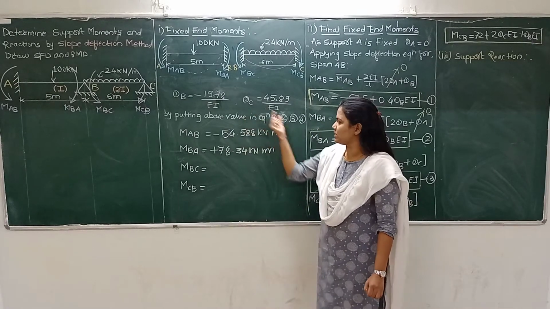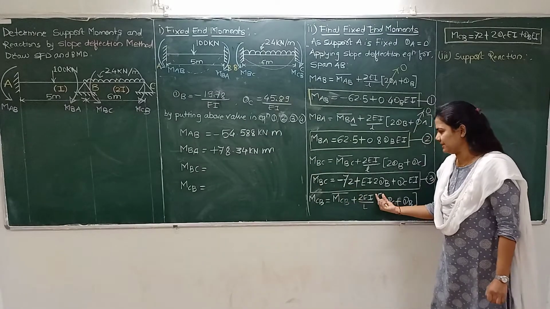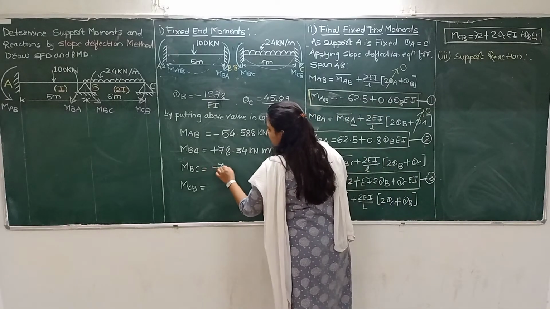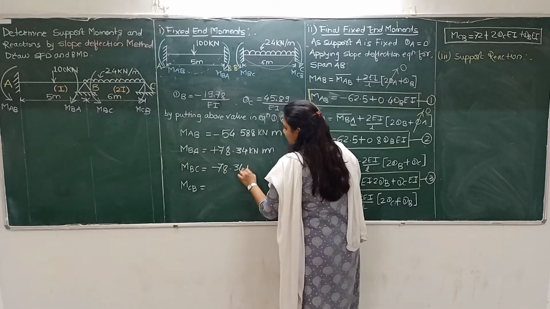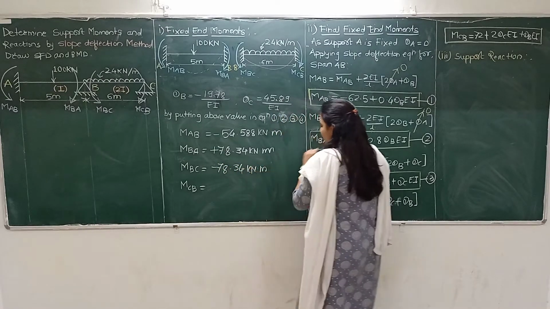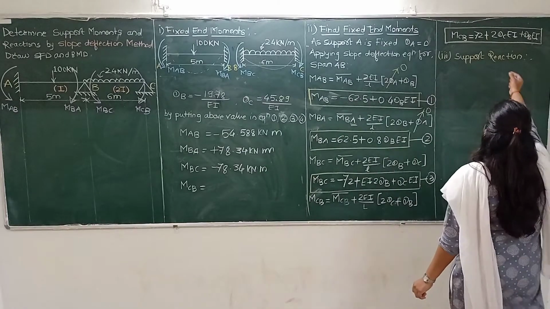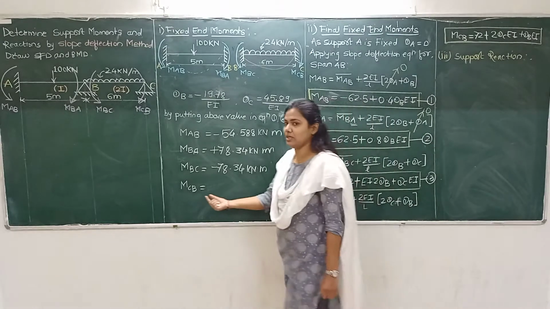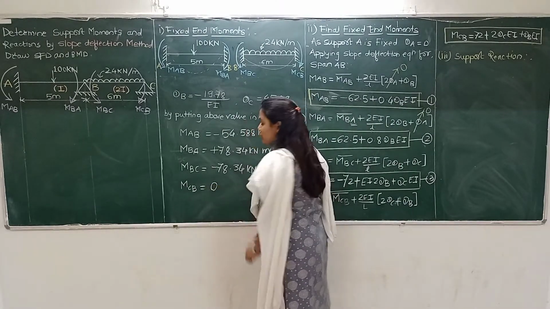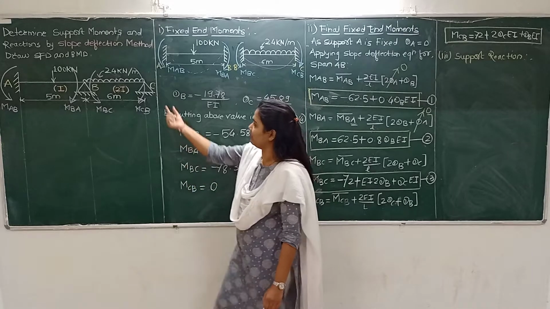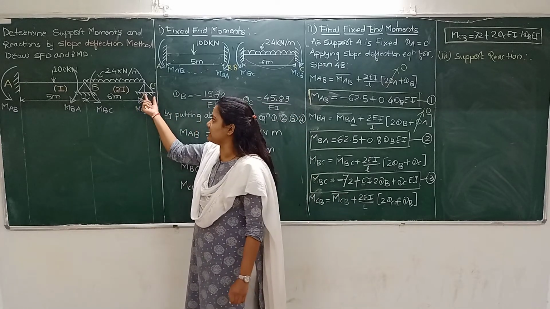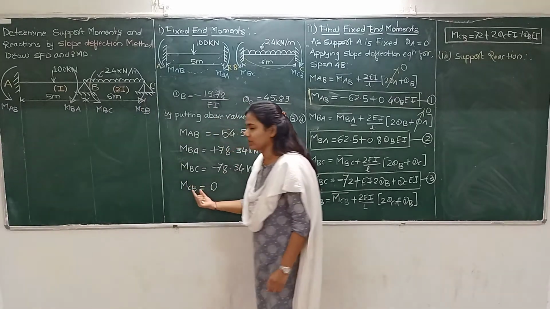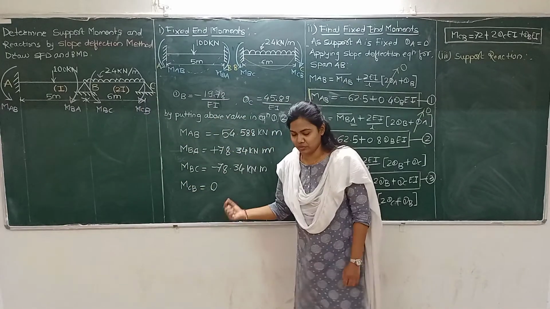Again, when you put the values of theta B and theta C in equation number 3, that is MBC, we got the value of MBC as minus 78.34 kilonewton meter. And when you put the values of theta C and theta B in equation number 4, we got the value of MCB equal to 0, and it should be 0 because the support at C is a hinge support, and the final end moment at C should be equal to 0.